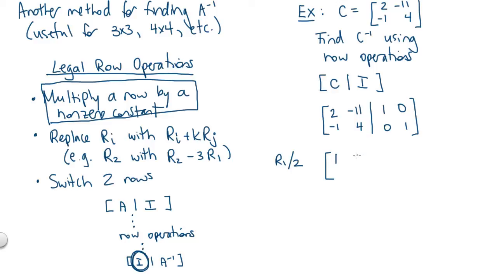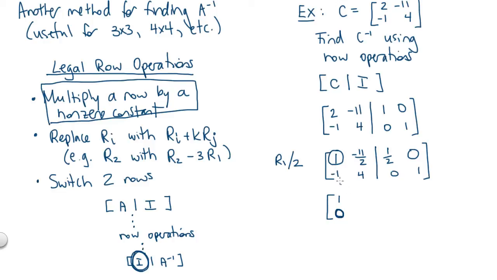So we're going to have 1, minus 11 halves, and whatever we do to the left side, we have to do to the right side as well. So we'll have a half and 0. And the bottom row here will just stay the same, so we'll recopy that. All right, so we've now got a nice 1. Now that we've got a 1 there, we should clean up the rest of that first column. So what we would really like is to get a 0 down in the bottom left-hand corner.